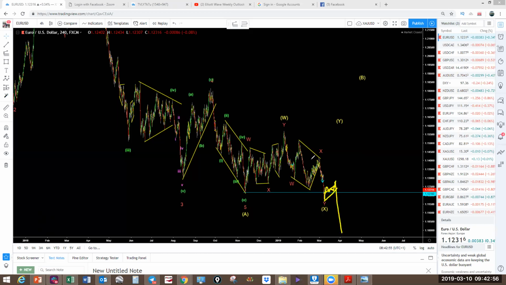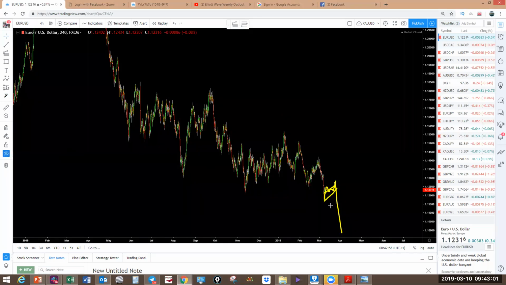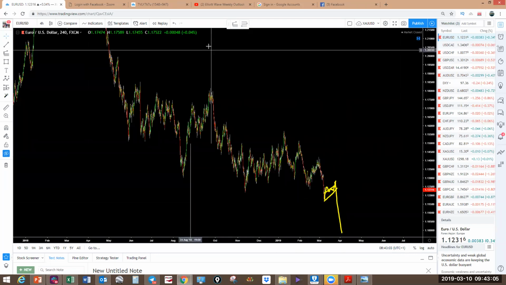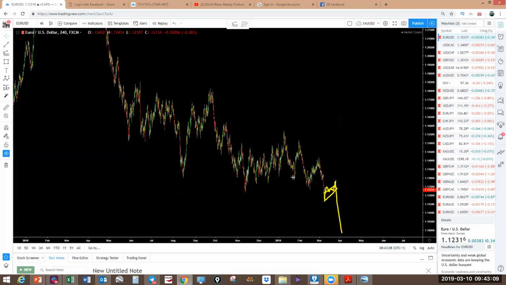Now, the possibilities are that if we're going to get that one as a structure, this is actually my second alternative, guys. I'm going to show you my first alternative. If that one plays out like that, that means that this is now going to be an ending diagonal. You're going to have an ending diagonal, which is going to be a wave 5. Okay, so why would that be a wave 5? Let me show you the whole structure on the daily.